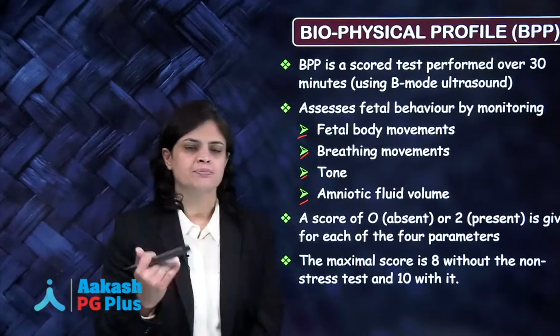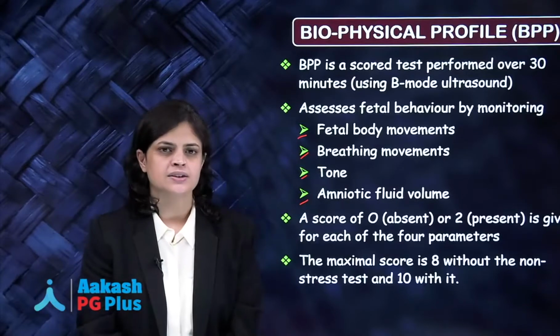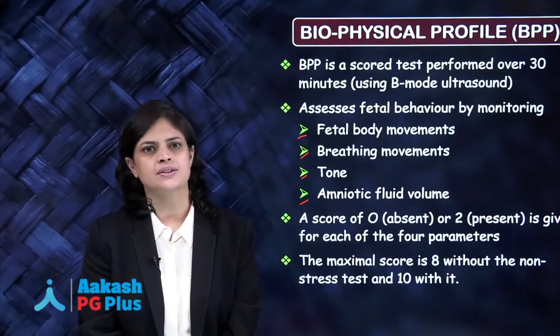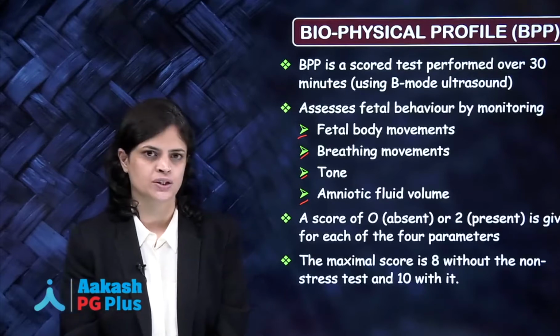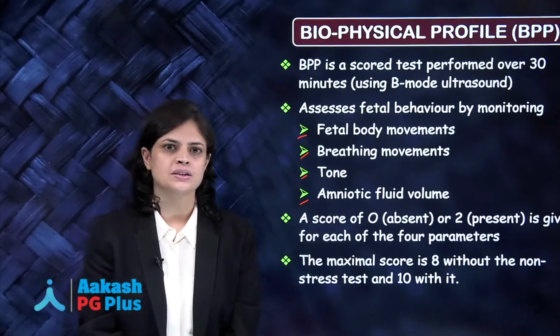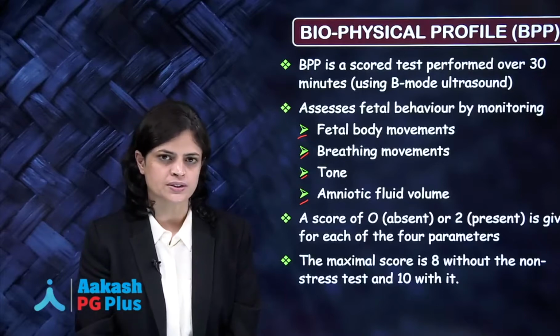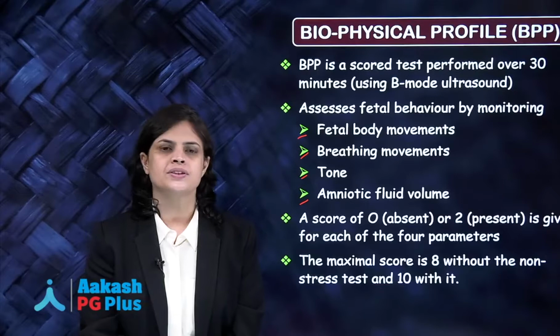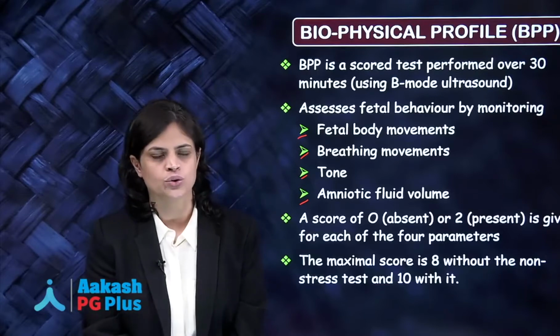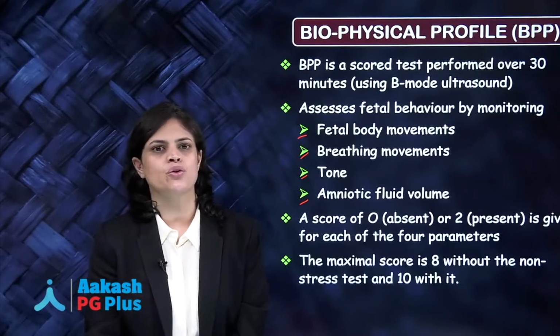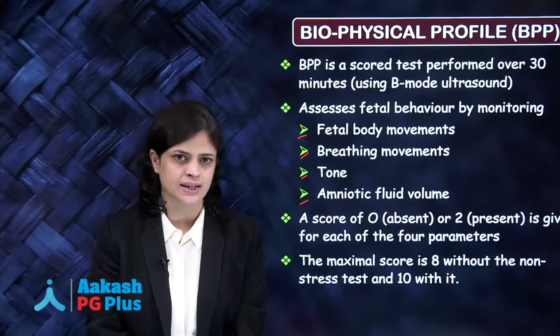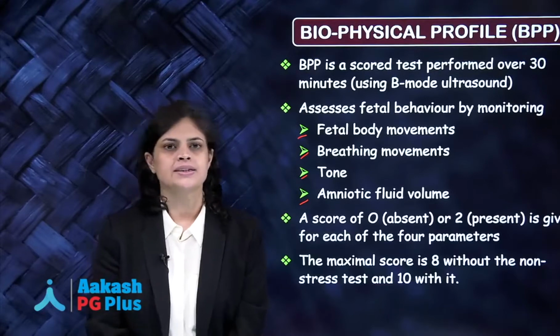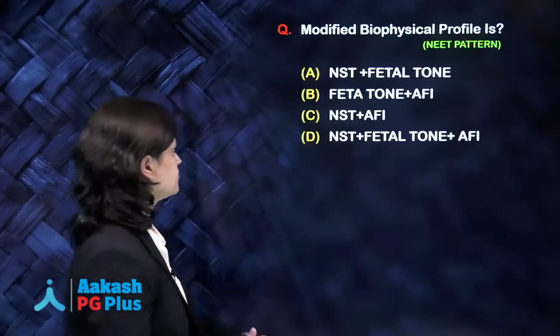Now each of these parameters, if satisfactory, is given a score of 2 and if unsatisfactory is given a score of 0. Added to this is the performance of a non-stress test. If a non-stress test is reactive, then the score is 2 and if it is not reactive, then it is 0. So the maximum score for a biophysical profile is 10 with an NST and 8 without an NST.